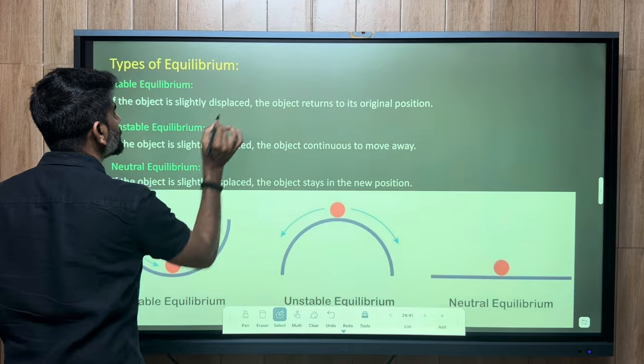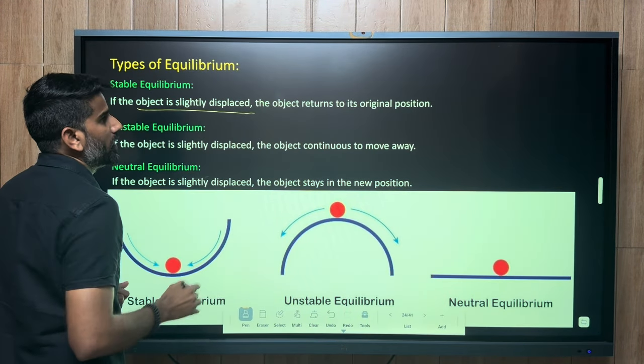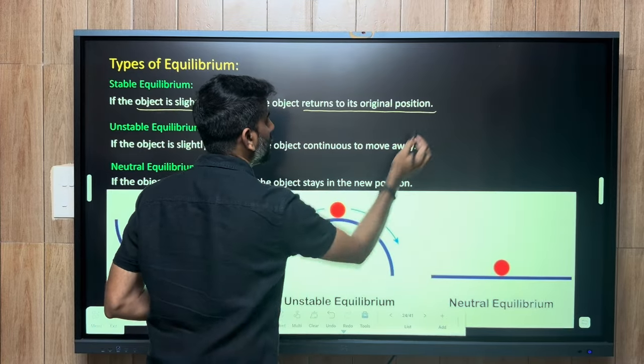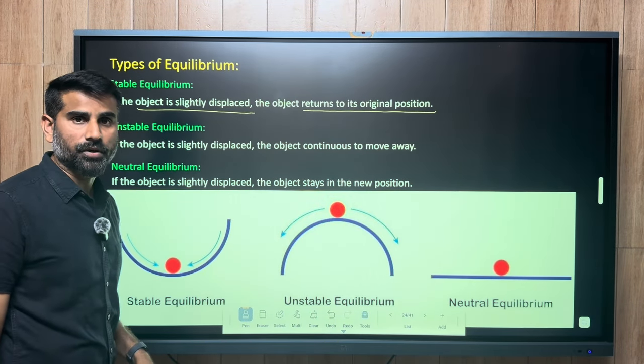So the definition is right here. If the object is slightly displaced, and it tries to return to its original position, then we say the equilibrium is called stable equilibrium.